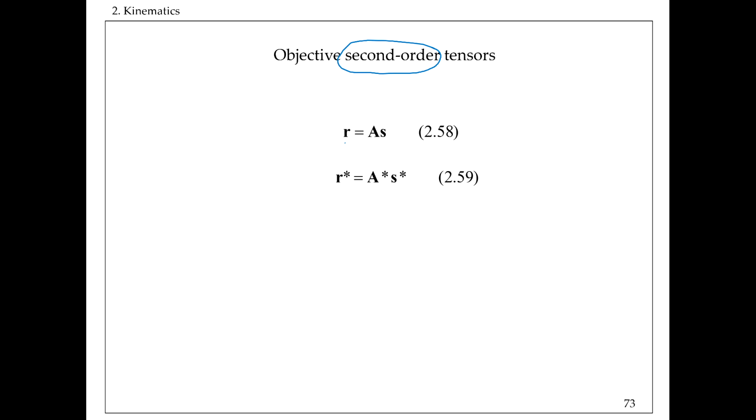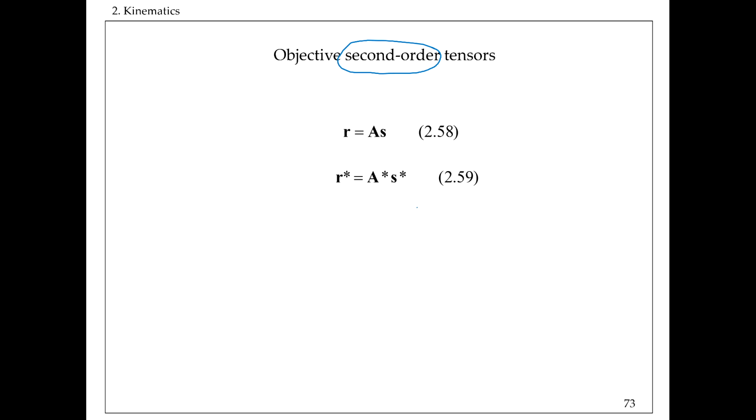All right. So now what we're saying is that A maps that objective vector S into objective vector R. These R and S are still defined in the deformed configuration, and A is also defined in the deformed configuration. Now after rigid body motion, all of them, this mapping should look like that, when we have this rigid body motion superimposed on the deformed or current state.